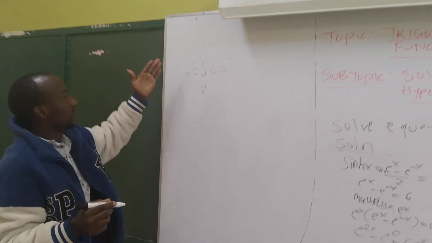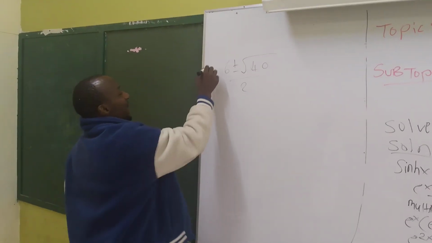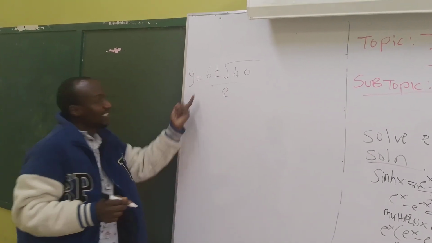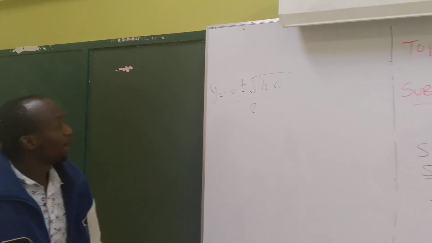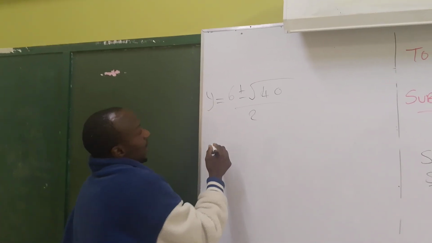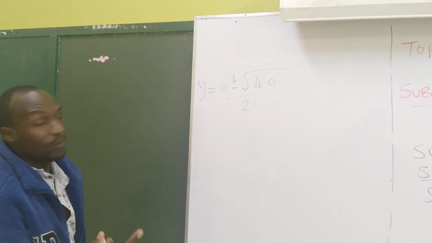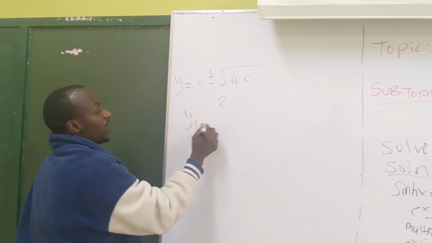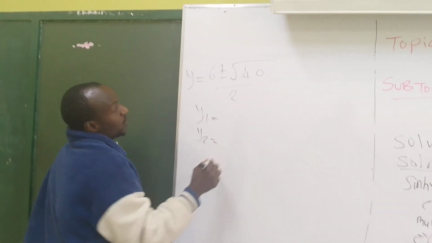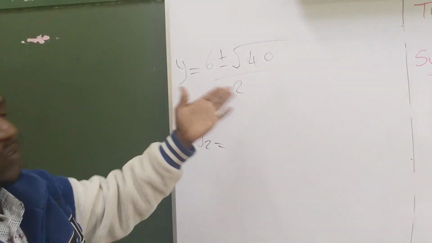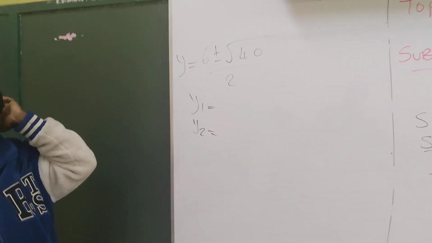So the process you can put there: we are finding y. Y is equal to, we are finding the value of y. So we will find two values, for plus and for minus. So we find y1 and y2. So 6 plus the square root of 40. What is the square root of 40 in your calculator?